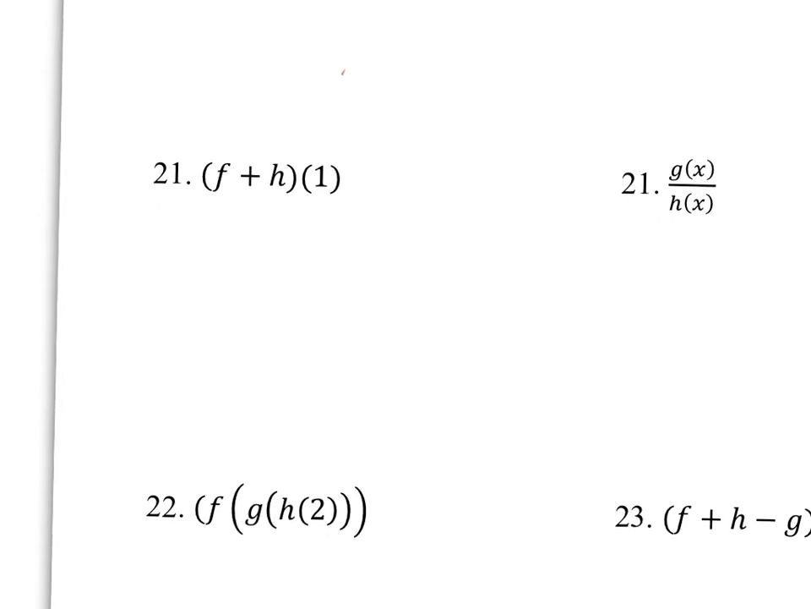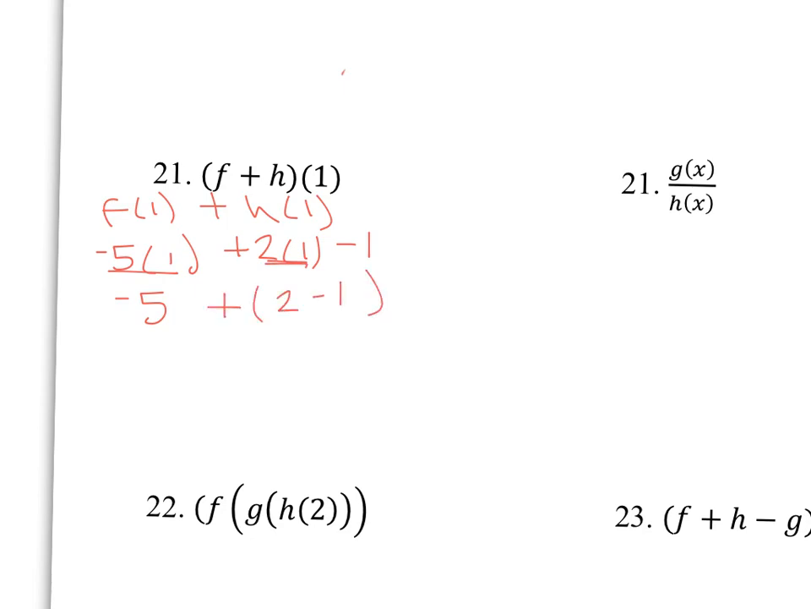Number 21, f plus h of 1. So I'm going to do f of 1 plus h of 1. So f of 1 is negative 5 times 1 plus h of 1, which is 2 times 1 minus 1. Negative 5 and 1 make negative 5. 2 and 1 make 2 minus 1, which is 1, which makes negative 4.